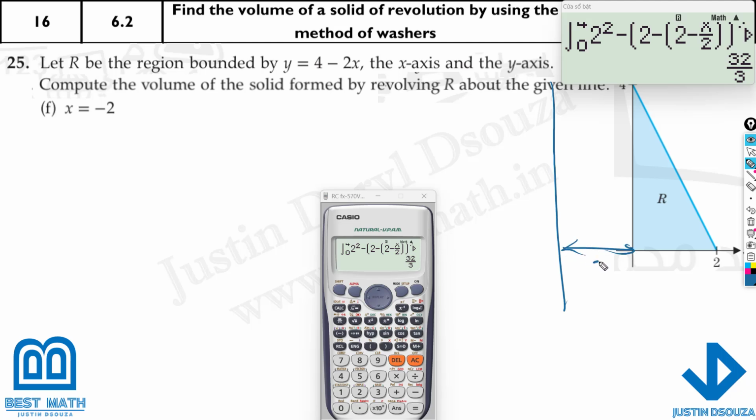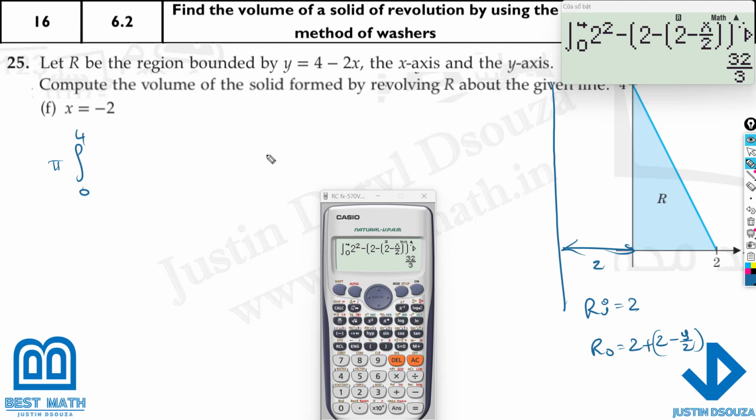From here to here, how much is it? 2. So R inner radius is 2. R outer radius can be written as 2 plus the equation. What was the equation? We had simplified and written it as 2 minus y by 2. So this is it. Whether you have simplified or not simplified, whatever you have, just write it out. In the calculator we're going to put it, and let me write it as a 0 to 4 integral. Pi is always there.